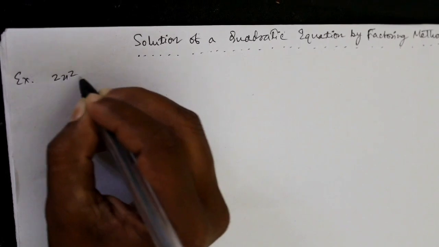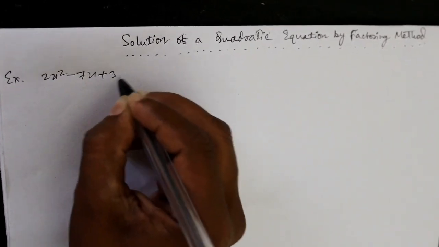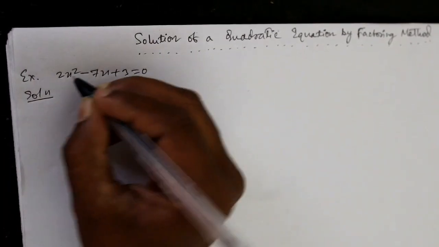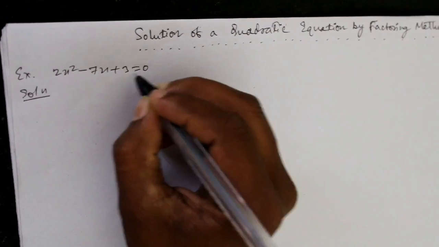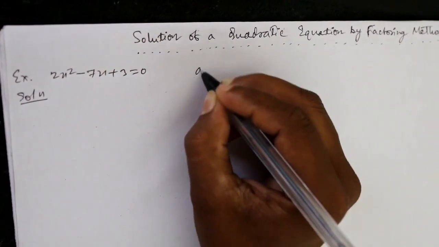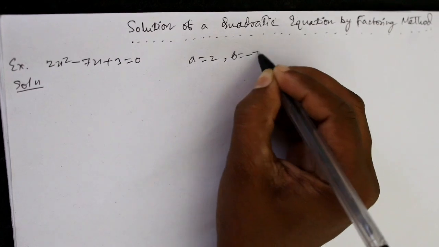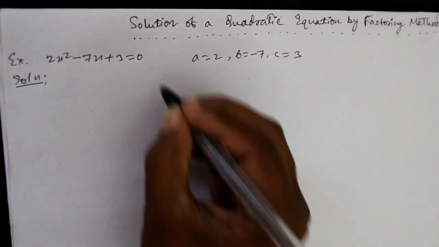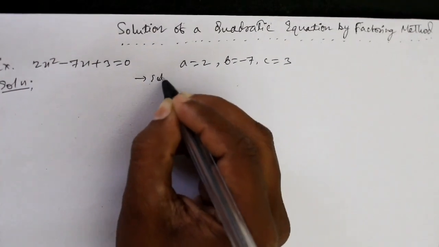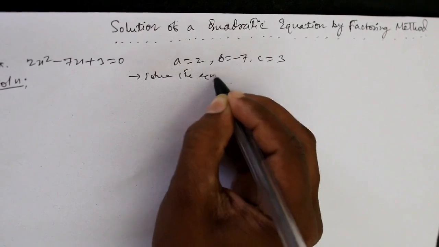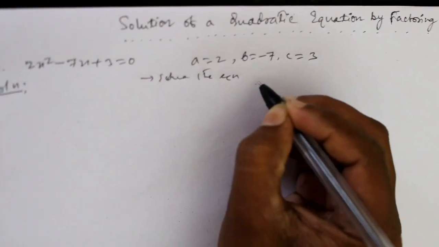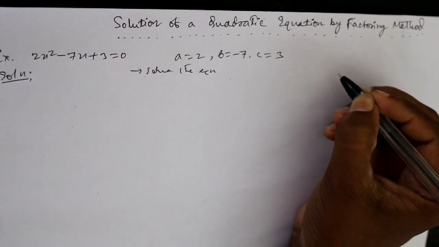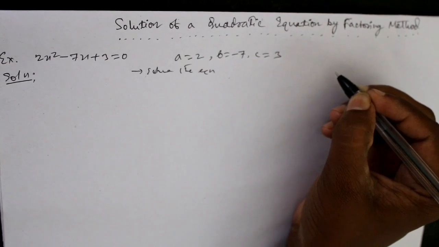Example: 2x squared minus 7x plus 3 is equal to 0. Here a is 2, b is minus 7 and c is plus 3. Now we have to solve the equation. Solving an equation basically means to find out the values of x which will fulfill the equation. These values are also known as the roots of the equation.